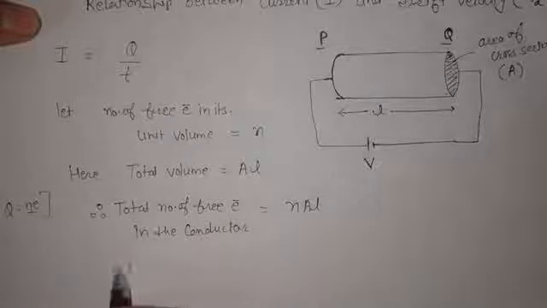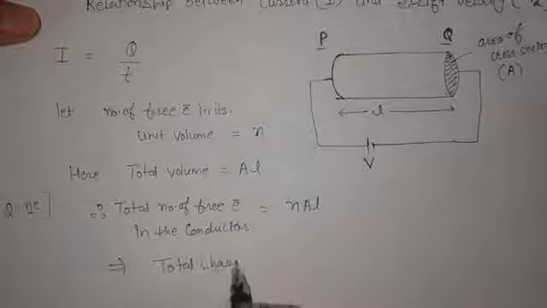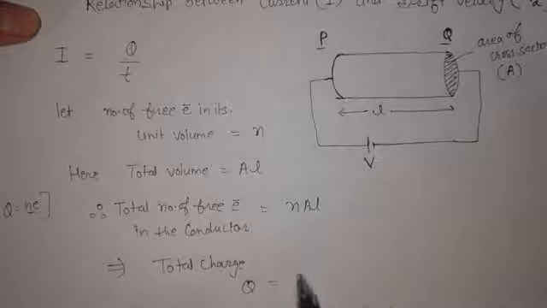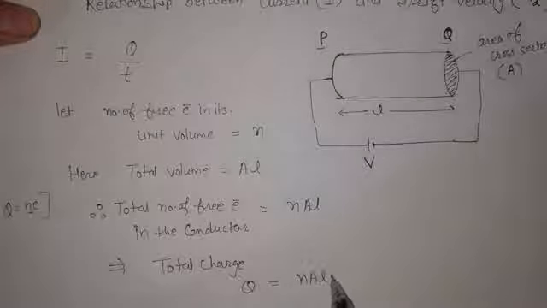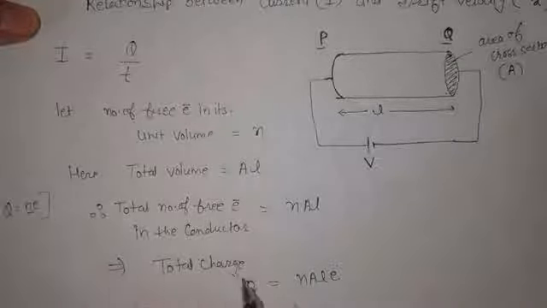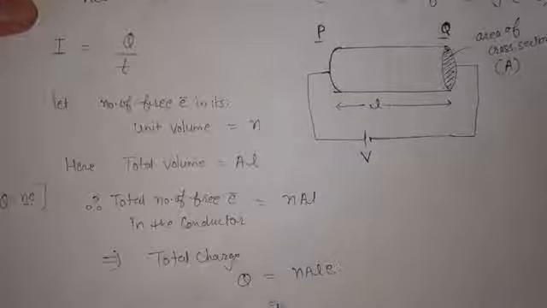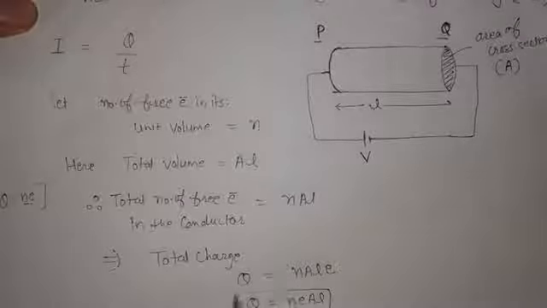Therefore the total charge: the number of electrons is nAL, and the charge on one is e. From this quantization condition, the total charge is nAeL. So this is the total charge over there.